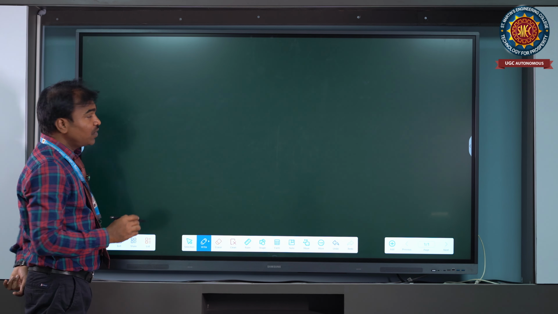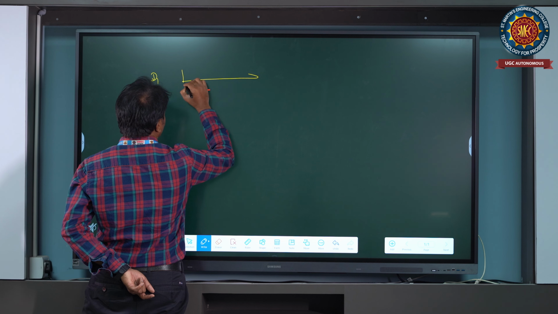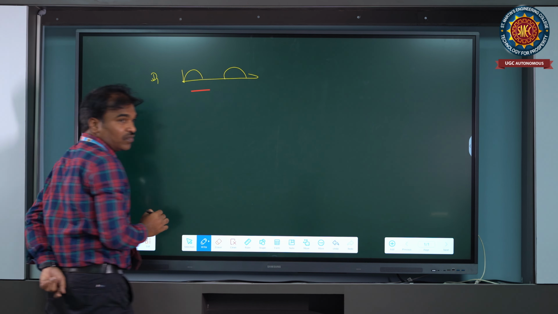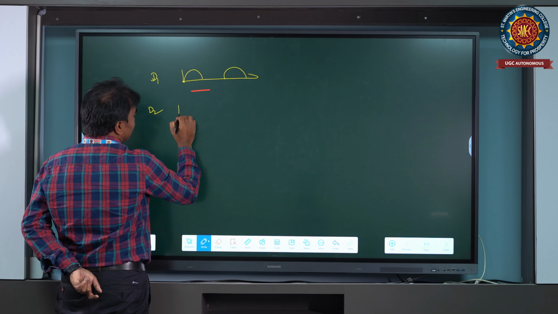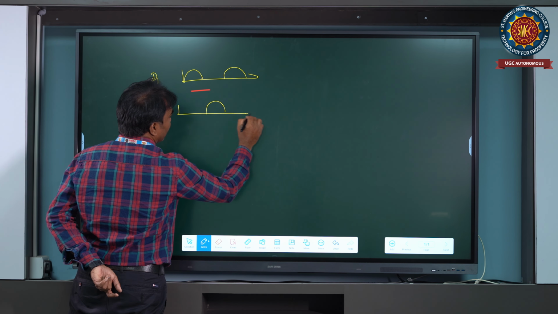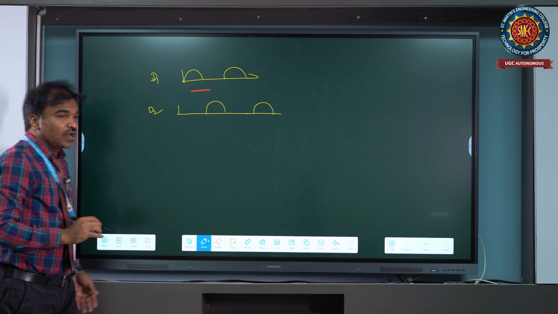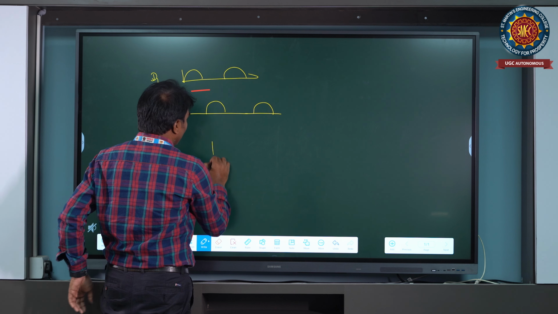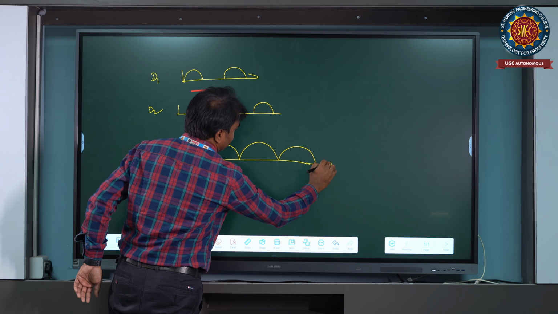So what is the D1 diode output? This is the D1 diode output. Now coming to the D2 diode output, in the gap left by D1, the D2 diode will be on. So what is the complete output of the full wave rectifier? This is the full wave rectifier output.